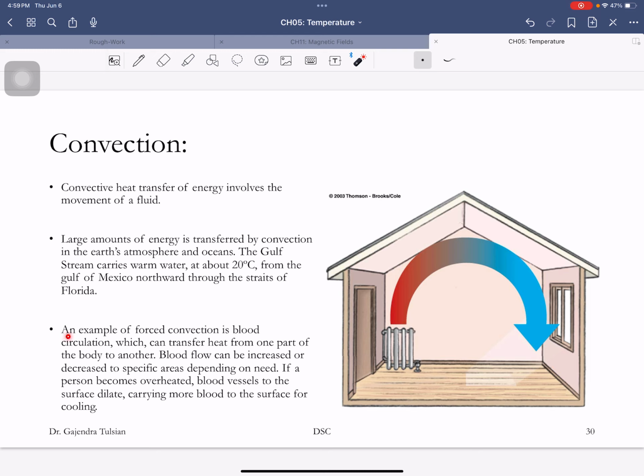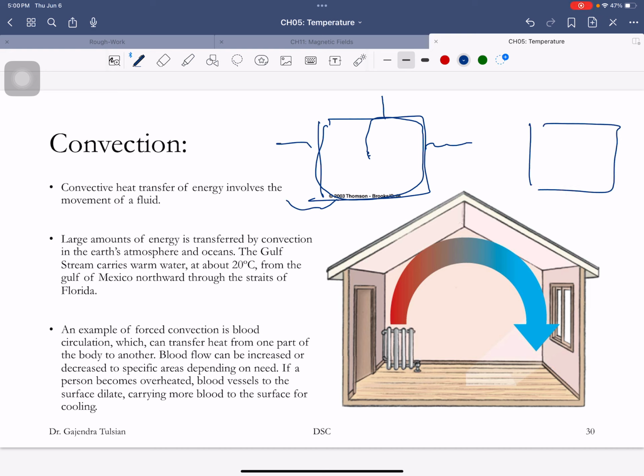And we use this in the human body. An example of forced convection is blood circulation, which can transfer heat from one part of the body to another. Blood flow can be increased. When you're hot, blood flow is increased to the skin so you can lose heat. When you're cold, blood flow is cut off from the exterior and you keep the blood flowing inside so you don't lose much heat. This is how the body can control either getting rid of heat or preventing loss of heat.